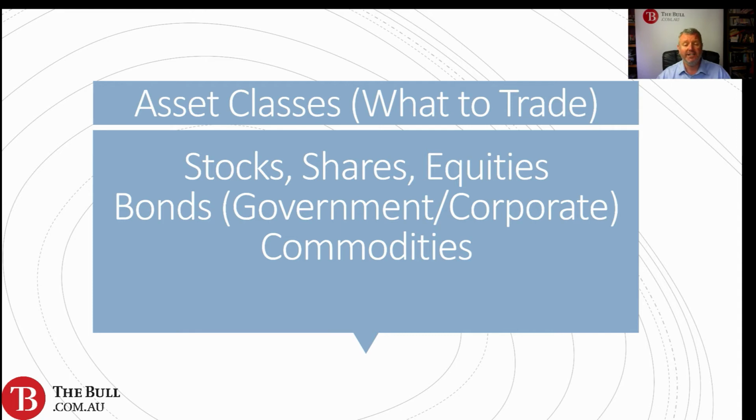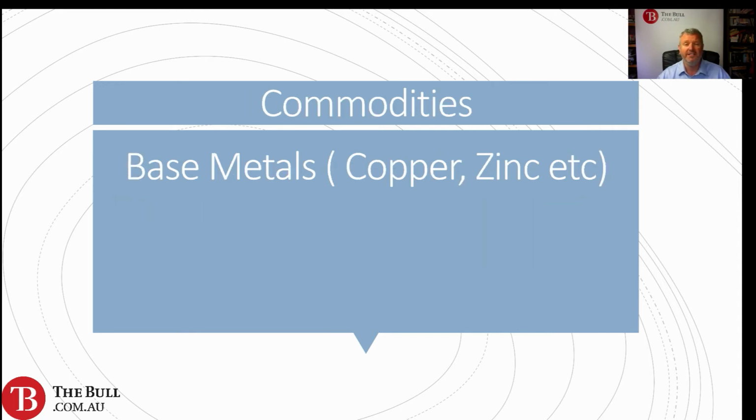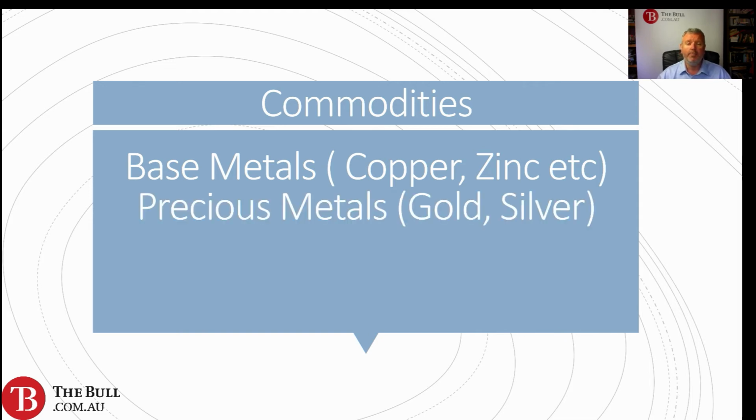Next asset class we're going to take a look at is commodities, the commodity market. So what are commodities? Well, commodities are real things, real stuff. So we can invest in base metals, examples of which are copper, aluminium, lead, zinc. We can look at precious metal markets, gold, silver, platinum, all included under the precious metals category.